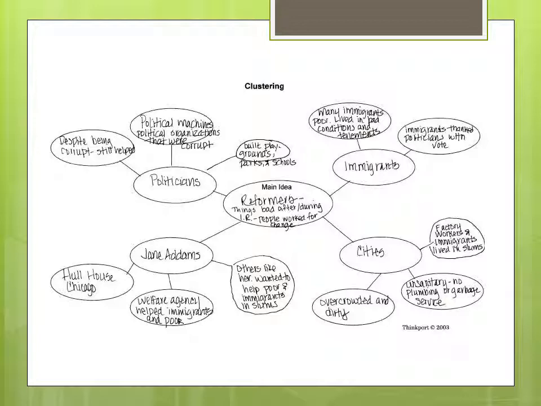Now, if you notice, I've actually added circles. I added this one, and I added one over here on cities, and I added one over here on Jane Addams. You can add as many circles as you would like. Okay, I found that it was necessary.